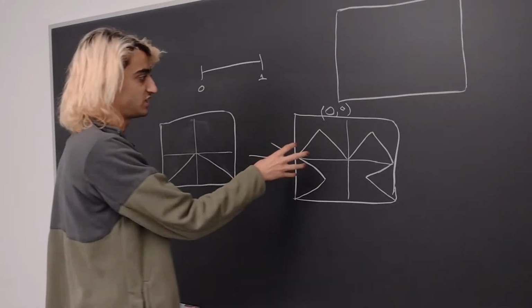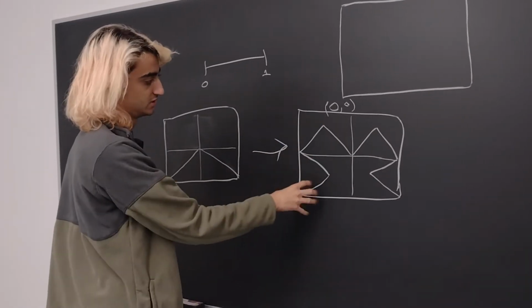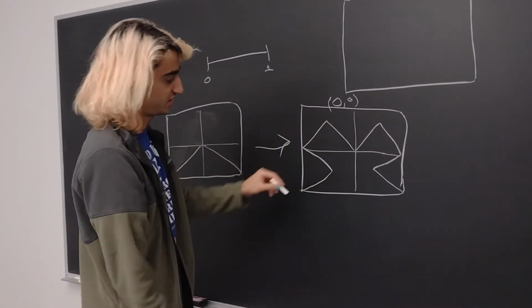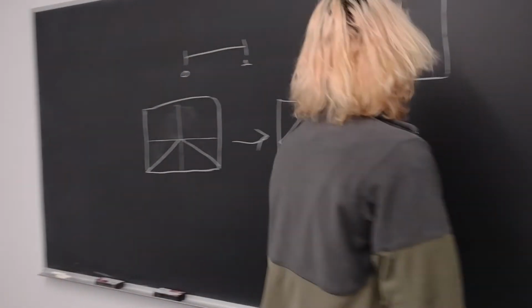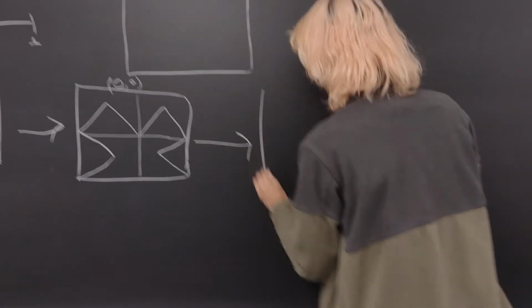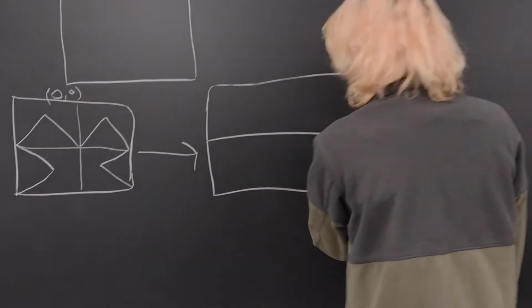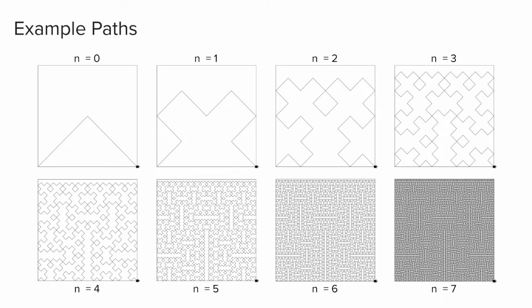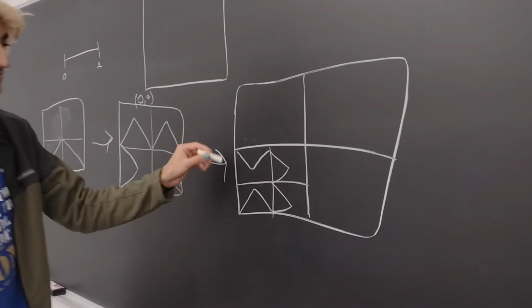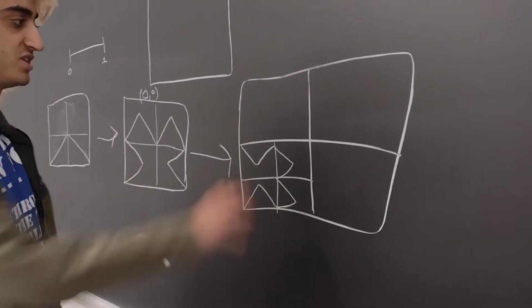And then you can repeatedly apply this operation. Each time, you turn each of these triangles into a little squiggly thingy. So the next path, I'm not going to draw all of it for the sake of time, but here's a quick visualization of some of the later functions in the sequence. As you can see, they get pretty dense pretty quickly. It would look something like this, and then this would repeat itself 4 times in each of the squares.